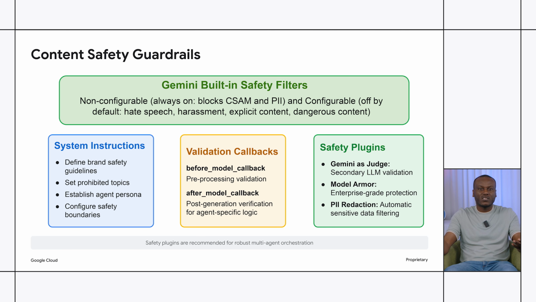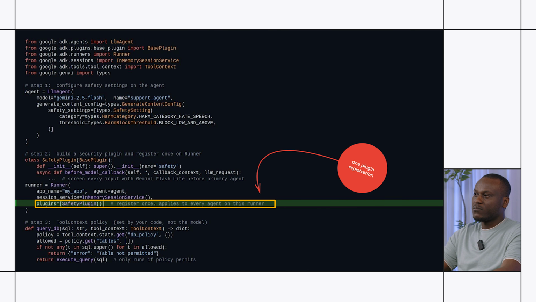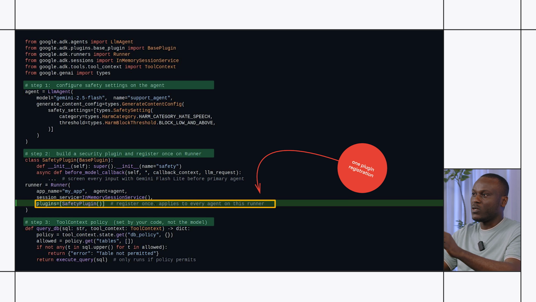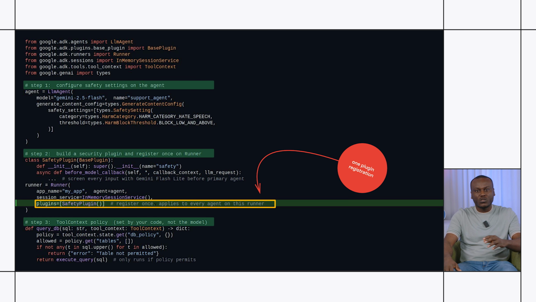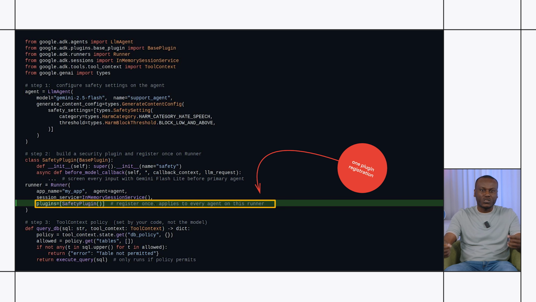How do I actually set this up? 3 key steps. Configure your judge model, register a security plugin at the runner level, and then set your tool context policy. One plugin registration covers every agent on that runner. That is how you scale security without repeating it.